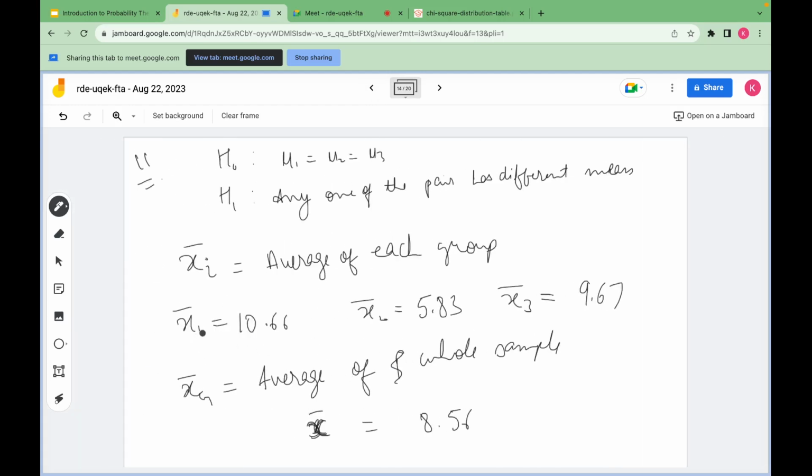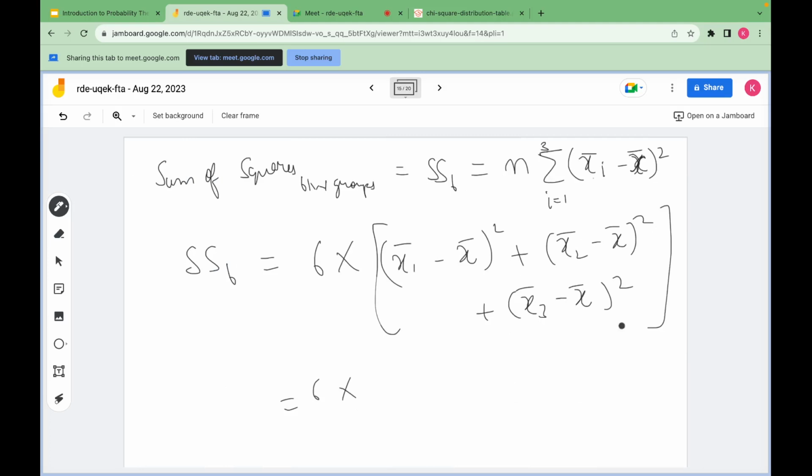We know these x1 bar, x2 bar, x3 bar values and the x bar value. We put these values in the equation and we get this SSB value as 77.74. Okay.